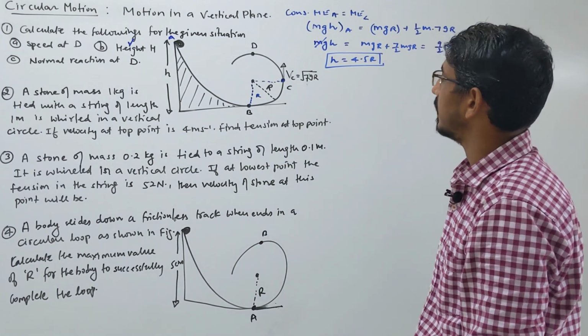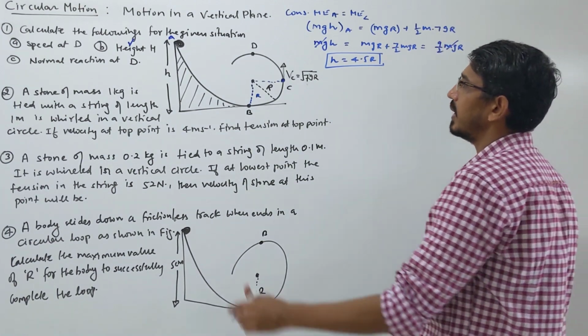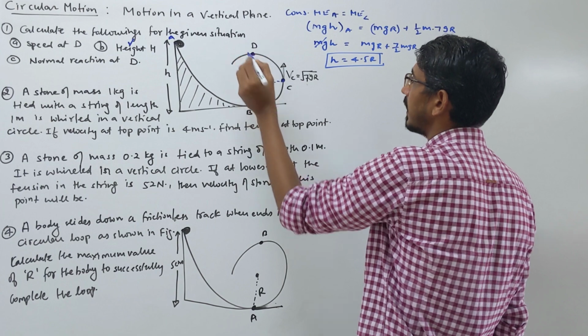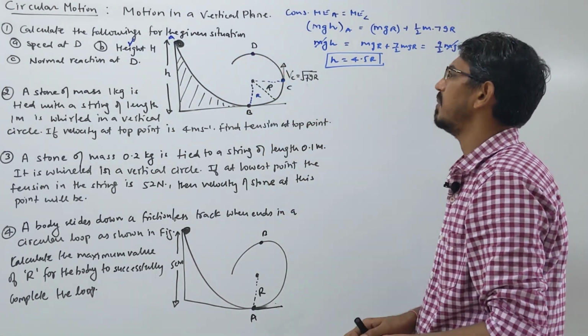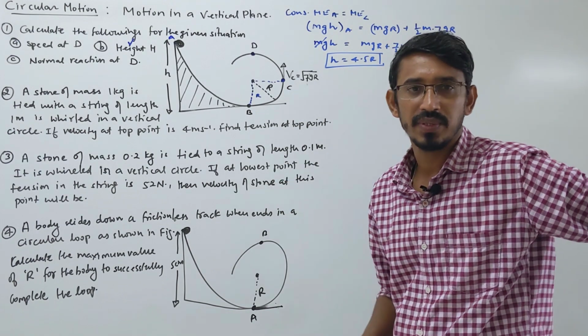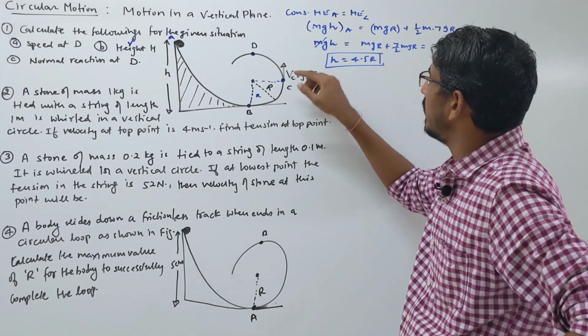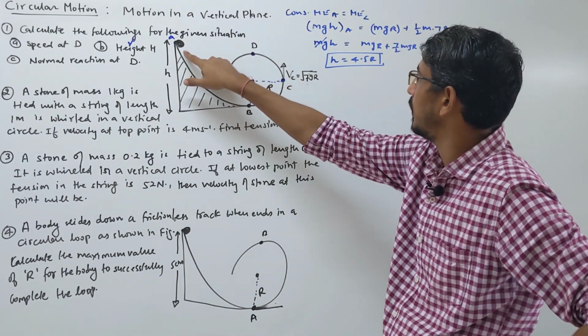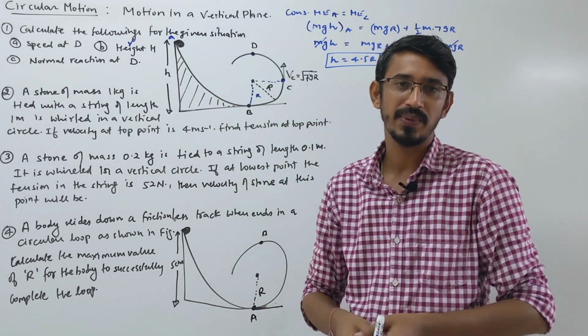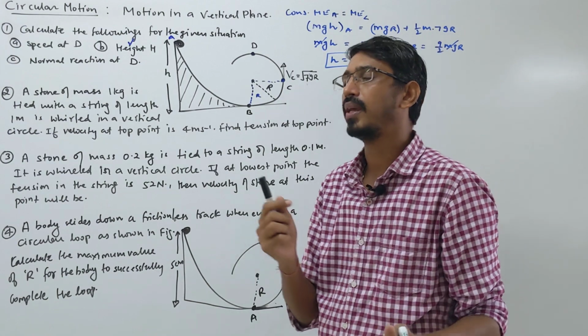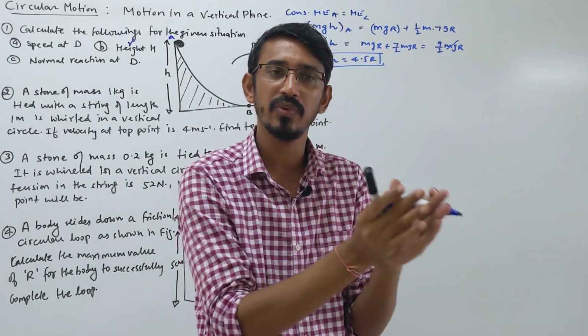Next they are asking for the speed at point D. We can calculate the speed at this point, right? So let's answer that question. What is the speed at any point? Again we can write conservation of energy only. The energy at this point we know. You can write at any point, your choice, because mechanical energy is always conserved. This conservation of mechanical energy we will mainly learn in the next chapter, work, energy, power.